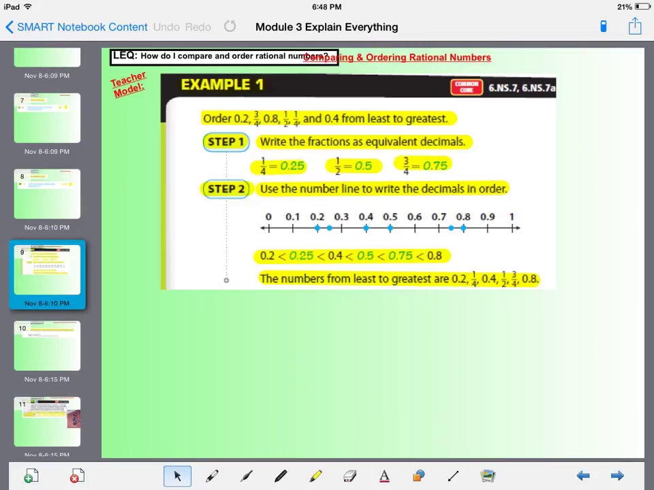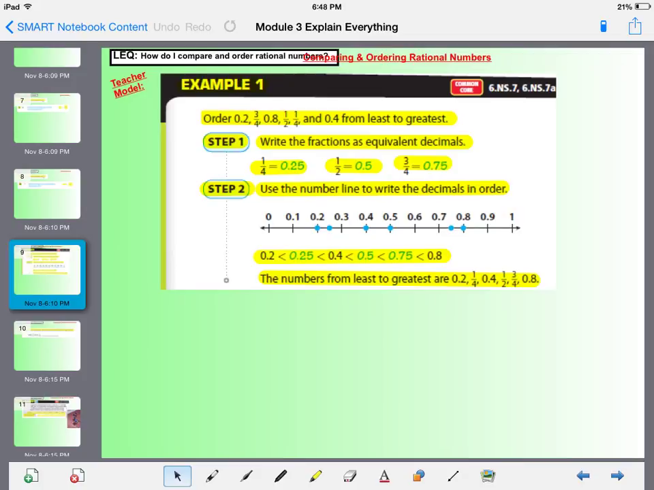We also talked about in class, now that we know about rational numbers, how we would go ahead and apply this. If we needed to order 2/10, 3/4, 8/10, a half, a fourth, and 4/10 from least to greatest, we have a combination of decimals and fractions. So we're going to change the fractions to decimals. The 2/10 is already a decimal. We're going to take the 3/4 and turn that into a decimal.